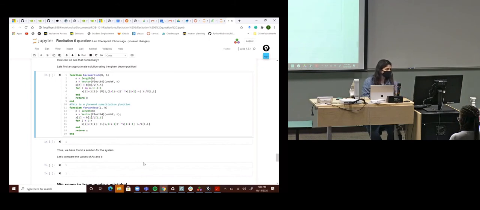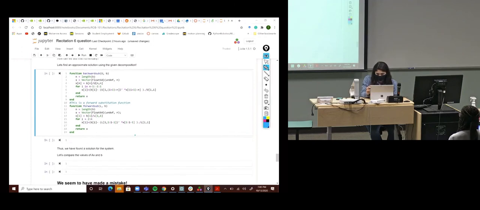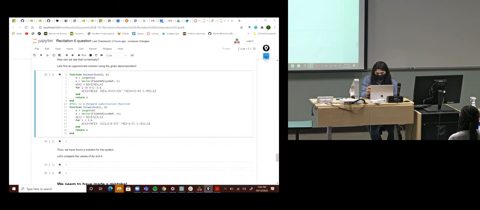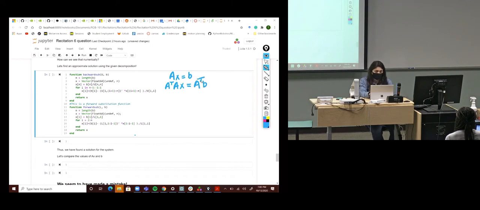Yeah, so we'll define, from our system of equations, we have AX equals B, and I say A transpose A times X equals A transpose B. Can I do that? I don't know. Let's see.